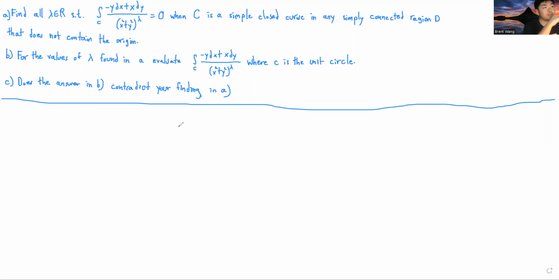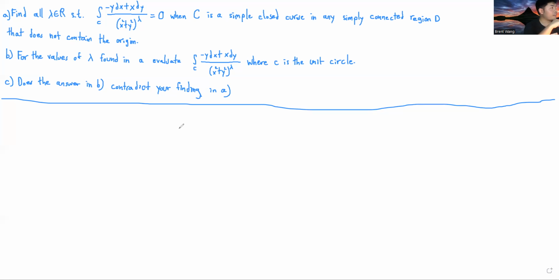On the final exam, there was a question that went like this. Find all lambda that are real numbers such that negative y dx plus x dy over x squared plus y squared to the power of lambda along a curve C is equal to 0 when C is a simple closed curve in any simply connected region D that does not contain the origin.